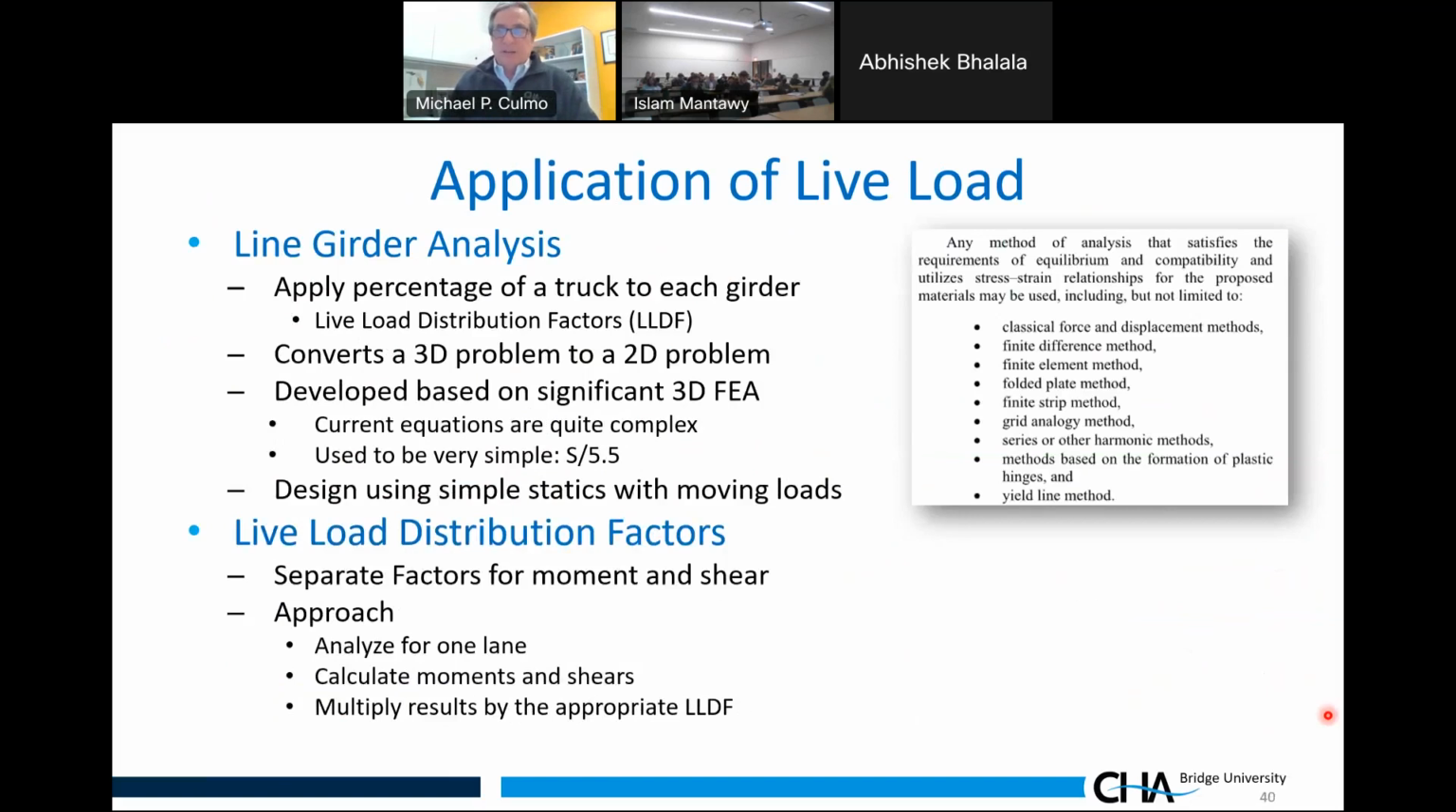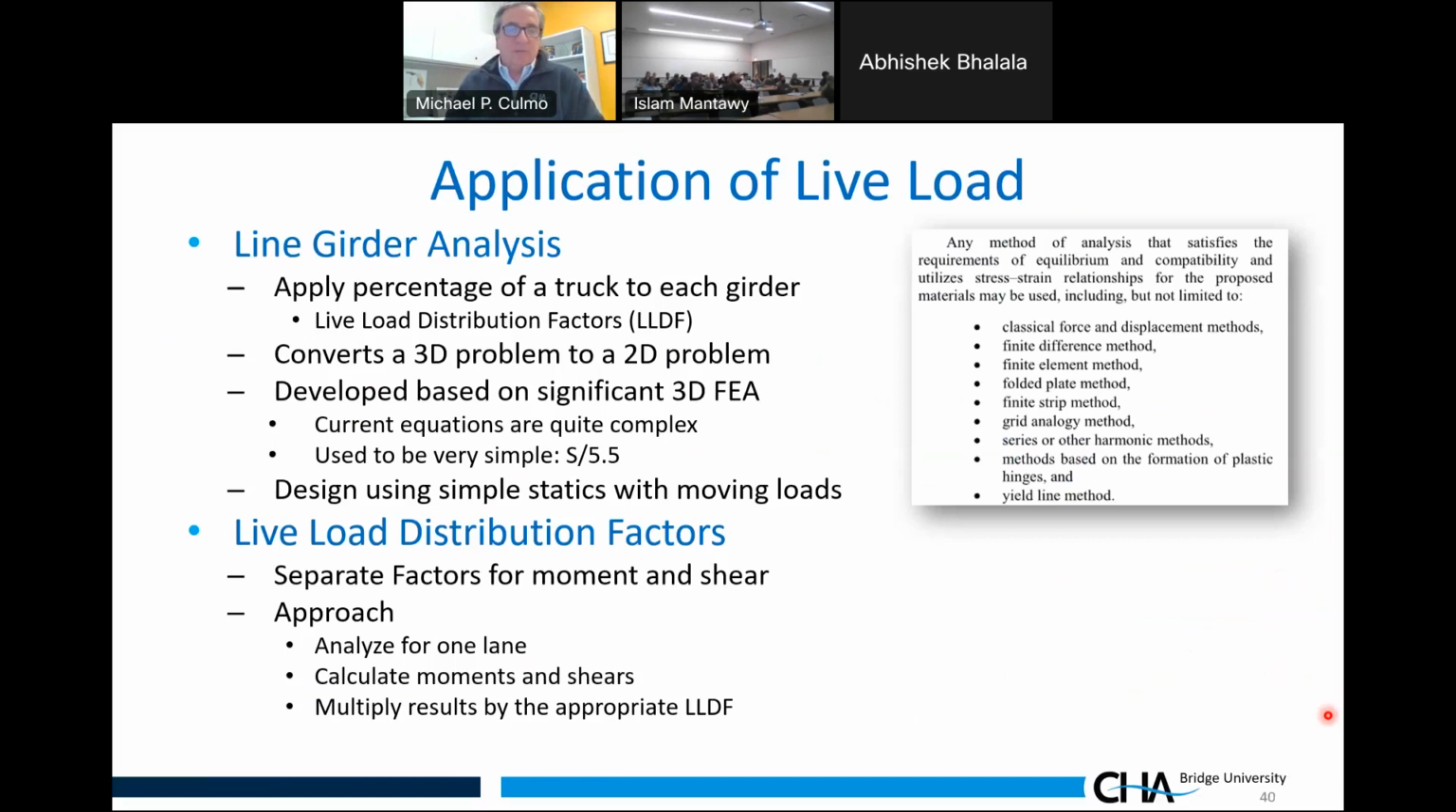The distribution factors in the code were based on three-dimensional finite element analyses of many bridges, which came up with these empirical equations. So they are quite simple. Compared to the old standard specifications, the distribution factor was beam spacing divided by 5.5. You'll see the equations we have now are a little more complicated than that. There are separate factors for moment and shear. I'll show those in a minute.